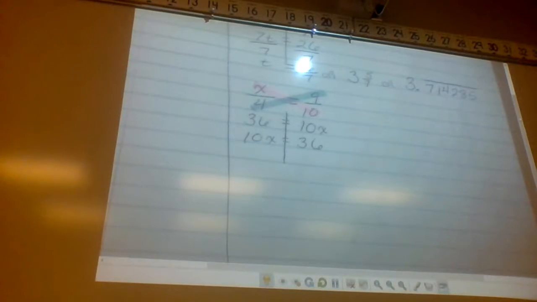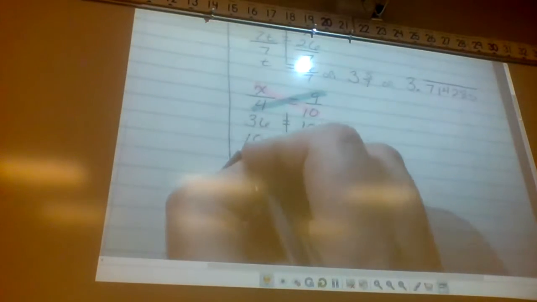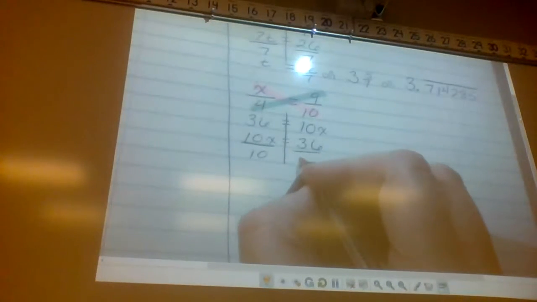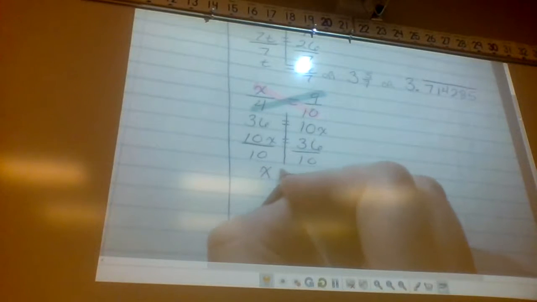And why do we want to do the opposite of multiplying? What will happen if we do the opposite of multiplication? What happens when we divide? What happens if we divide by 10 right here? You get the variable by itself. That's why. So when I ask why do we divide? To get the variable by itself. So divide both sides by 10, you have x equals.